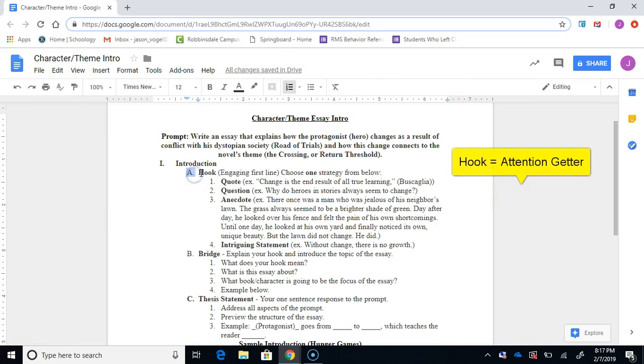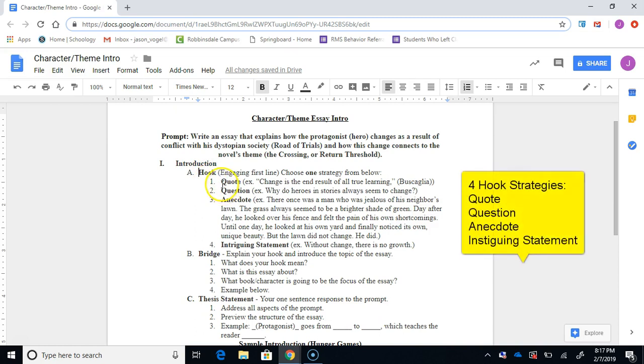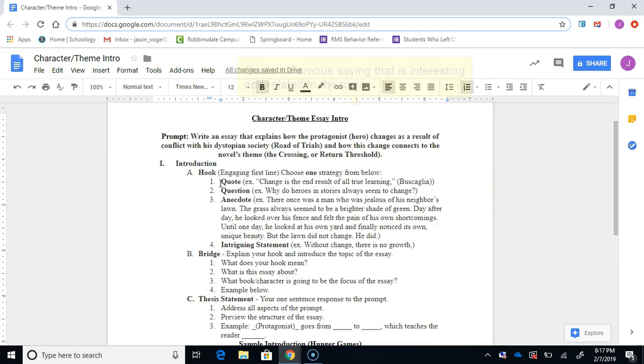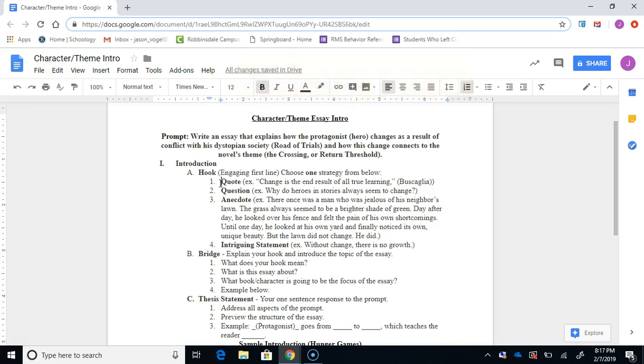Let's start with the hook. The hook is an engaging first line that grabs the reader's attention. There are 4 different strategies for grabbing the reader's attention. The first is a quote. This can be something that you find online or from a movie or a famous saying that you know that is both interesting and related to the essay you are writing.